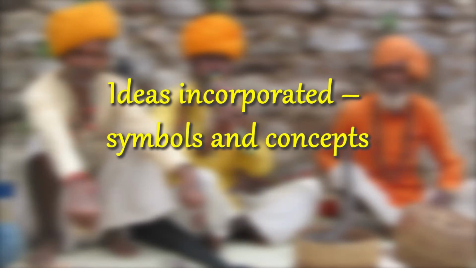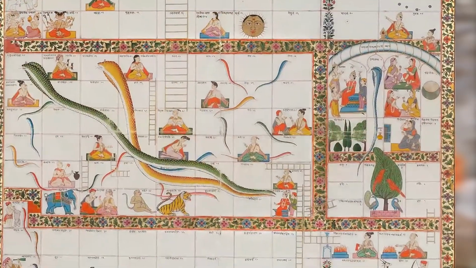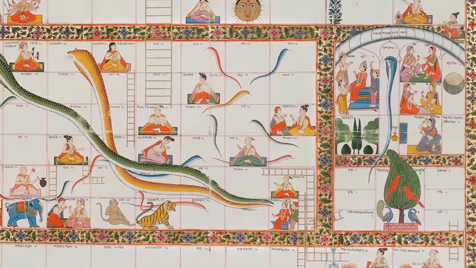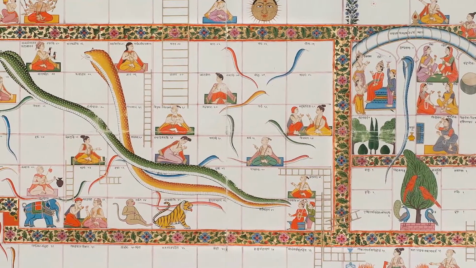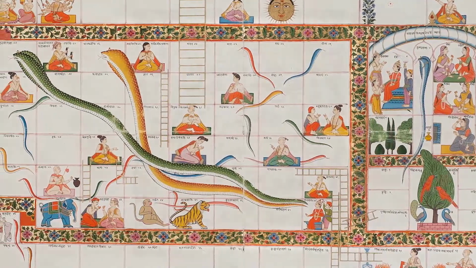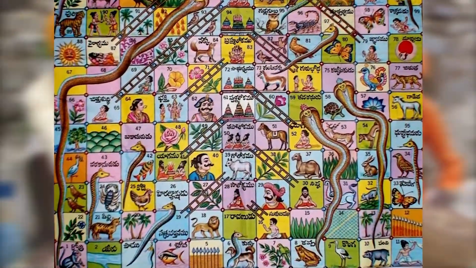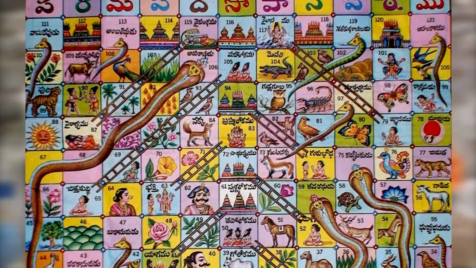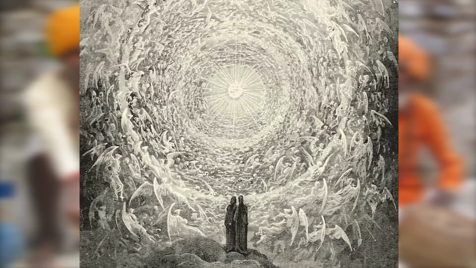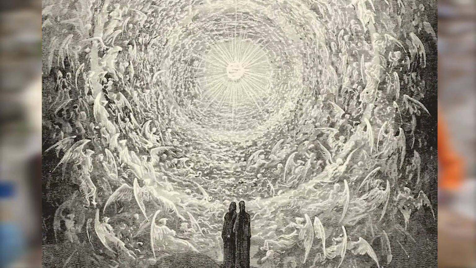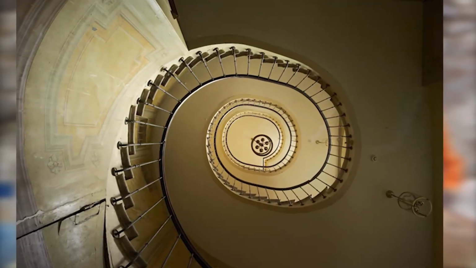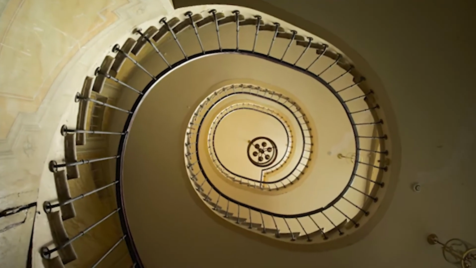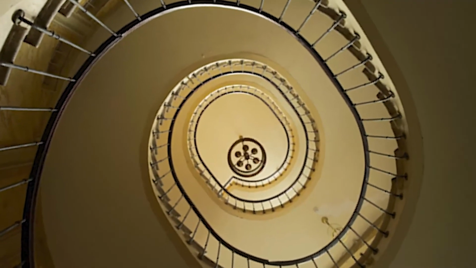Ideas incorporated, symbols and concepts. Some of the most beautiful versions of the game are big enough to be able to incorporate a vast array of mystic symbols and concepts. At the top are the gods, angels, avatars, and other spirit beings. Then as you move down, there are palaces of various sorts, then birds as well as flowers and butterflies.